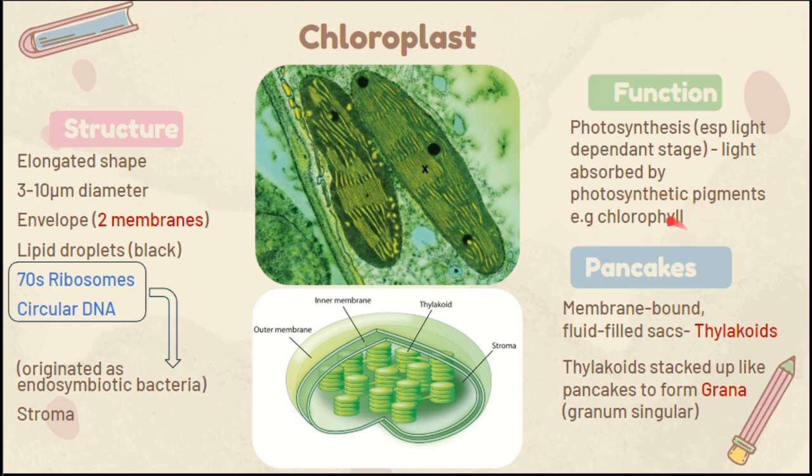The second stage uses the energy and reducing power generated from the first stage to convert carbon dioxide into sugars. It'll make more sense when you get to the photosynthesis chapter for your A2s, but yeah, that sums up chloroplasts. And what else is found in plant cells and not animal cells?